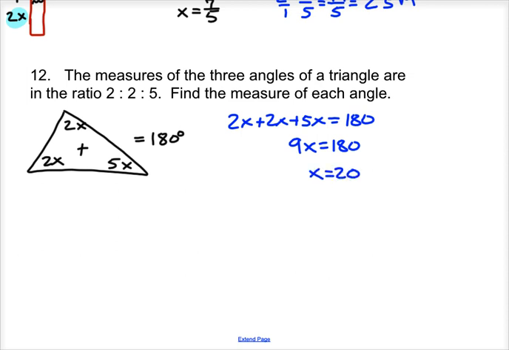But now I need to come back and actually figure out how big are all three angles. Well, if x is 20, this angle is going to be 2 times 20, which is 40. The bottom left angle is going to be 2 times 20, which is 40. And the angle on the bottom right is going to be 5 times 20, which is 100. And that seems to work out nicely because all three of the angles then do add up to give me 180 degrees.